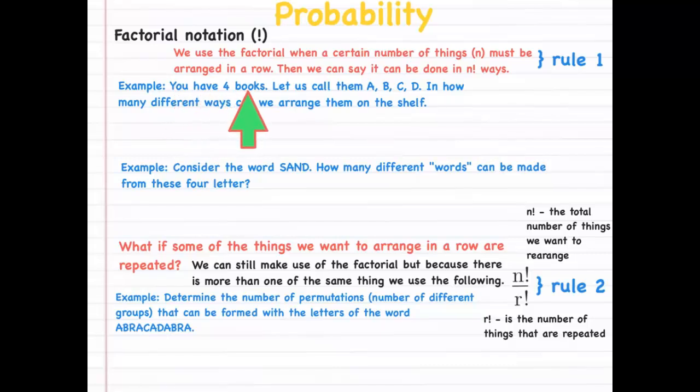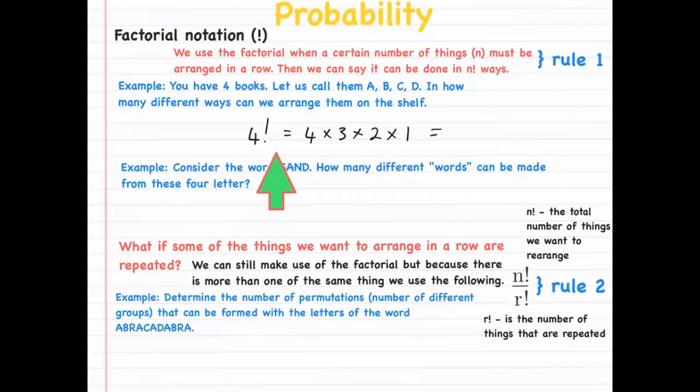You have 4 books. Let's call them A, B, C, and D, okay? In how many different ways can we arrange them on the shelf? So we can put them in different orders on the shelf in a row, right? And because we want to arrange them on the shelf in a row, we can use the factorial notation. So there's 4 books. So basically we can do it in 4 factorial ways. Now this basically means the following: 4 times 3 times 2 times 1, okay?